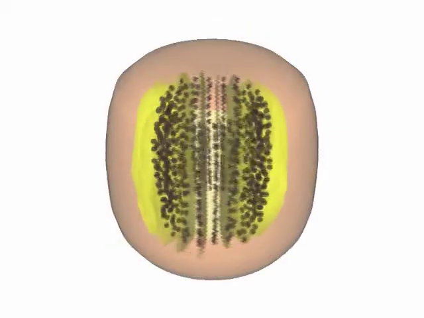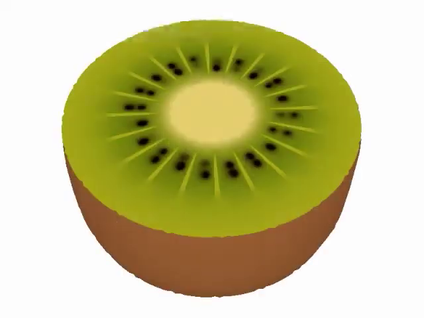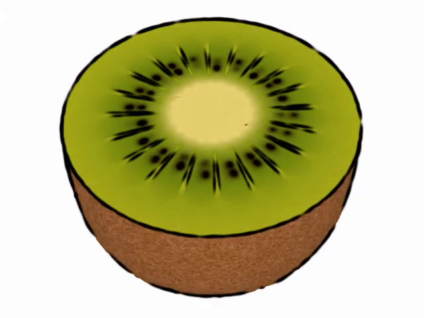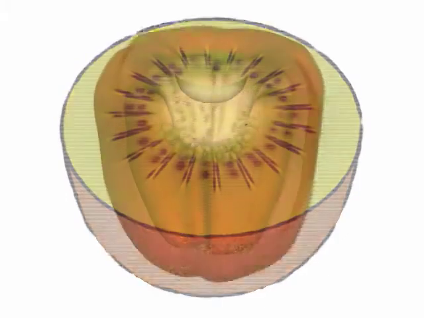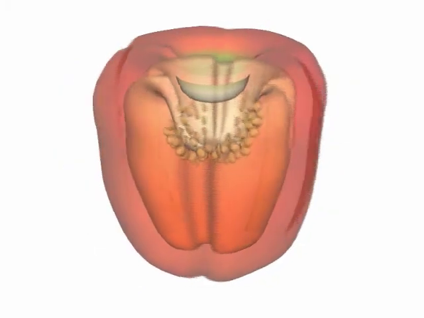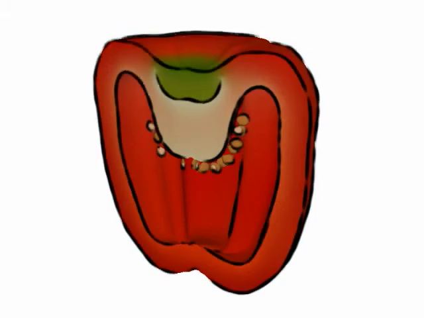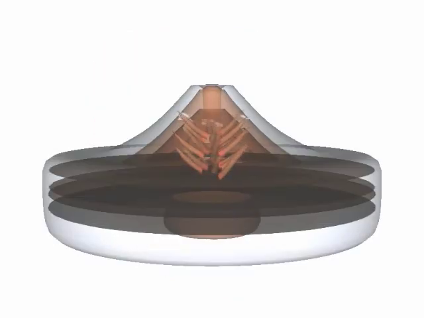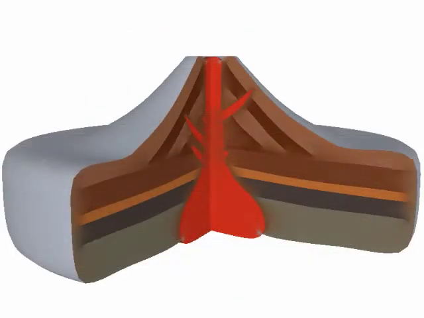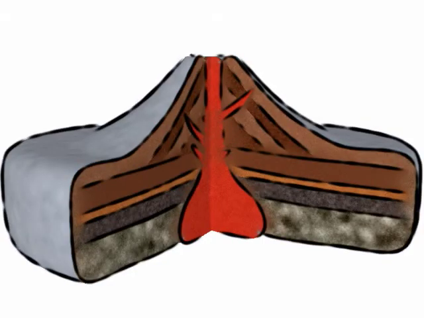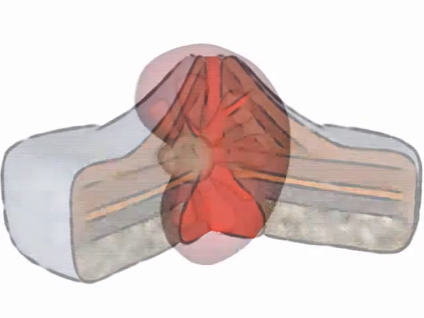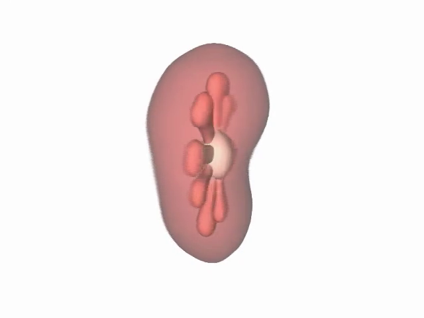The diffusion surfaces representation can be used for a variety of volumetric structures, such as fruit, vegetables, geological models, and anatomical models.